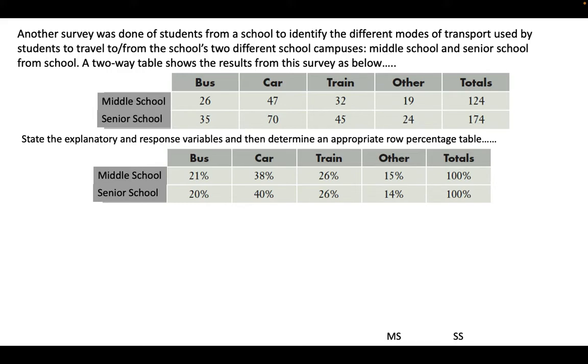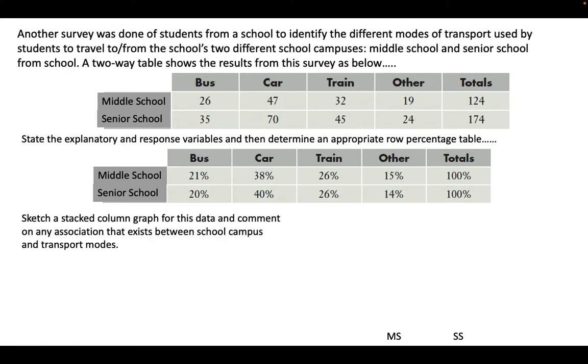So it's clear from this that the explanatory variable is going to be the school campus that you're in, and the response variable will be your mode of transport. So in this case, it's a row percentage table with the explanatory variable being totalised across the rows, and that's what you should have got to the nearest percentage.